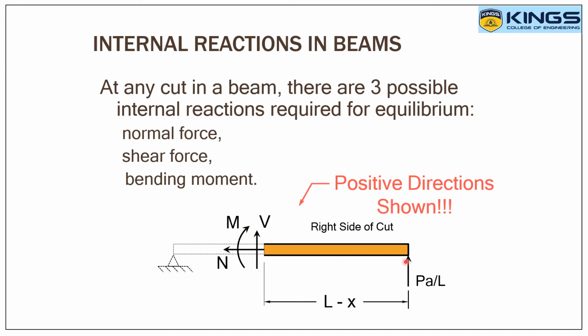So the support reaction at the right hand side will be Pa by L, under the direction of length L minus x. In the previous slide we had considered this portion as x, the length of the portion will be x.